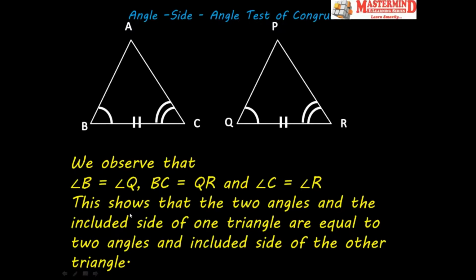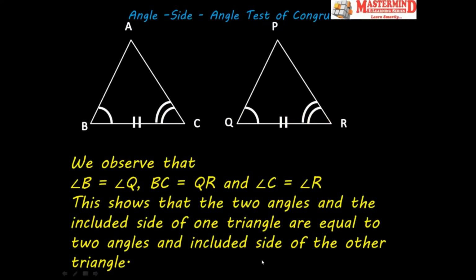This shows that the two angles and the included side of one triangle are equal to the two angles and the included side of the other triangle. Now what does this included mean? The side lies between the two angles. It is not the third side or a side which is away from it. It is the side which lies between the two angles. So this side and the two angles of one triangle and the included side and the two angles of another triangle are equal in this case.